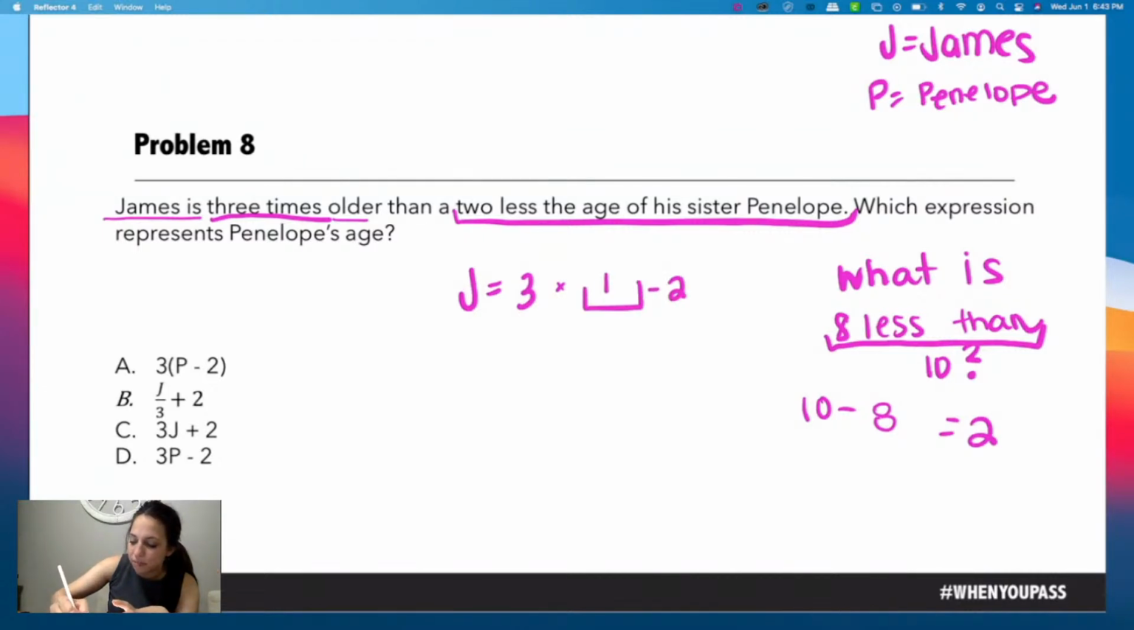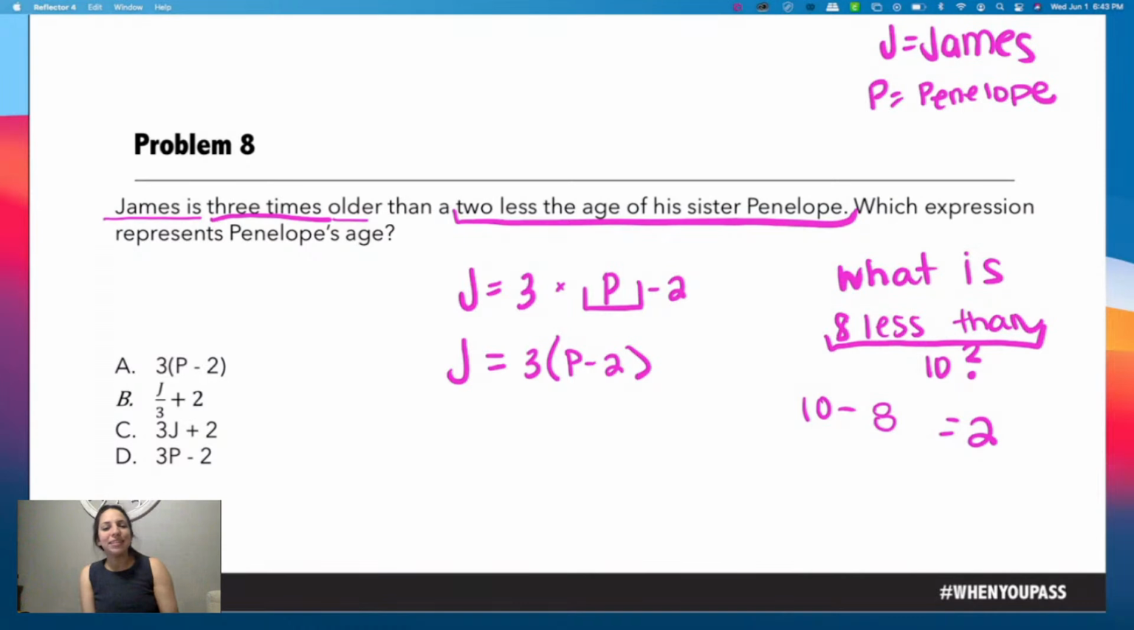And what is that something? That something is P. So what we're actually looking at is James equals 3 times P minus 2. But they didn't ask for which expression represents James's age. They asked for which expression represents Penelope's age. So this does not represent Penelope's age. If we solved that, we would get James's age.